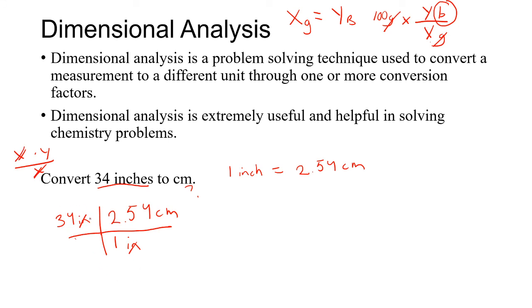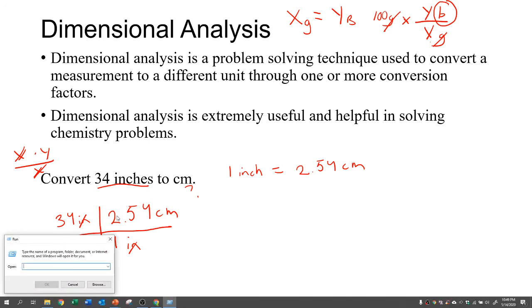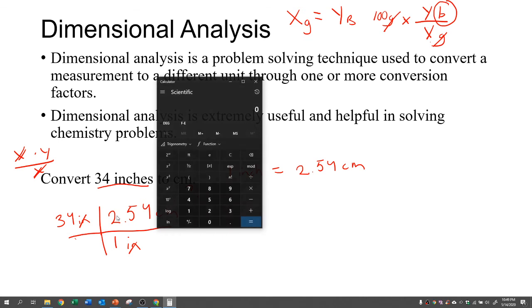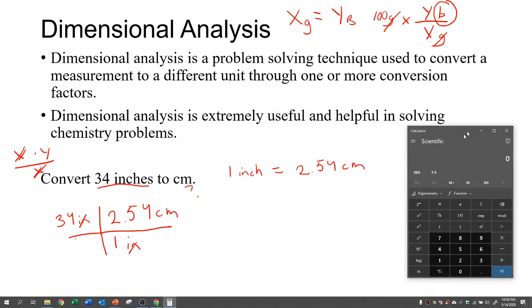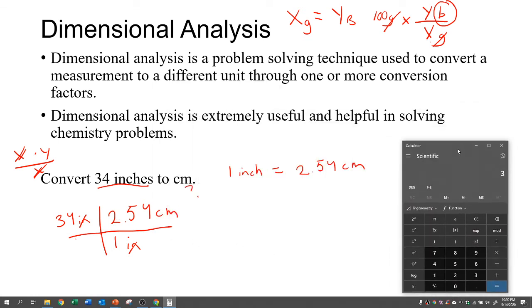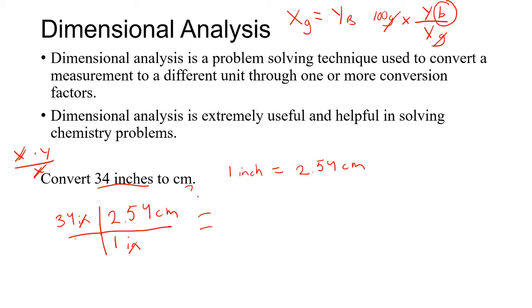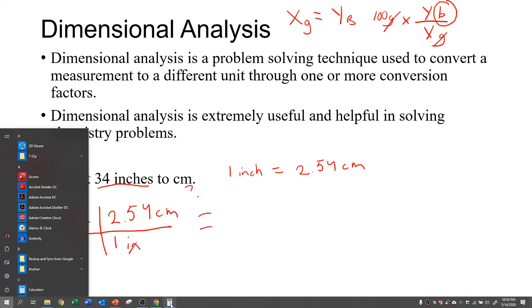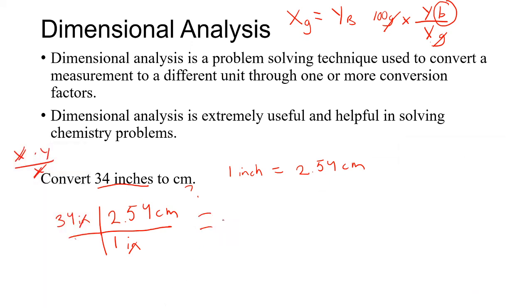So I basically have to take 34 times 2.54. And if I open up my handy dandy calculator here, I take 34 times 2.54. It's going to give me 86.36. Now, keep in mind, this is your raw answer, right? What was that value again? Lost it there. 86.36. Okay.